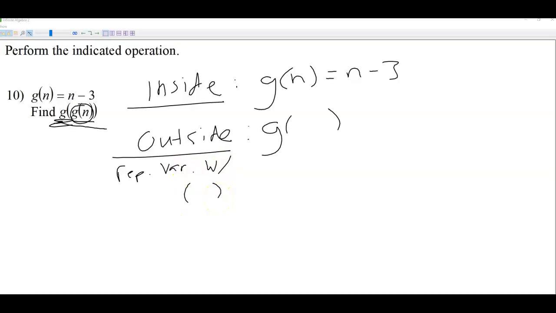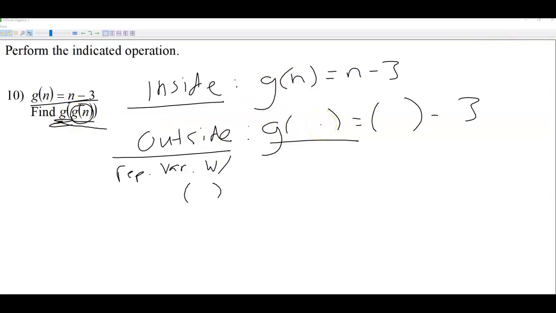So replace the variable with just parentheses. Instead of g of n this time, I'm just going to put g of parentheses, and instead of n minus 3, I'm going to put parentheses minus 3. Okay, so step 1 is to write out your function, the inside function. Step 2 is to write your outside function, replacing the variable with just parentheses.